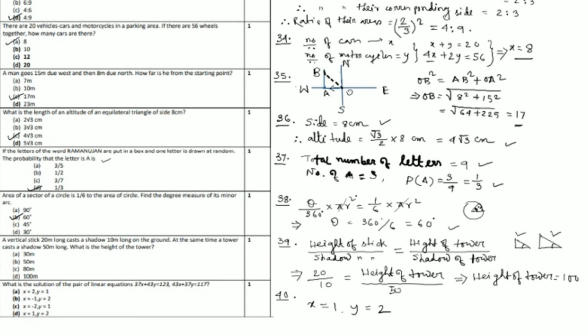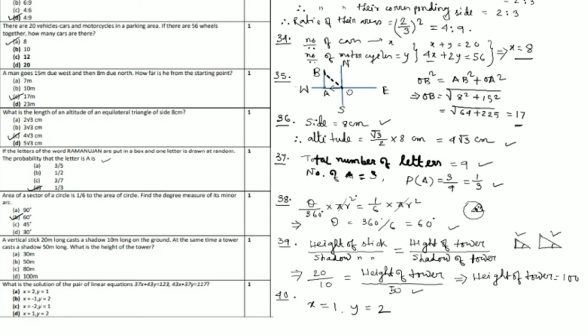So in that case the theta will be the same, so the ratio of the height of the stick and the shadow of the stick is the same as the ratio of the height of the tower and shadow of the tower. I write down here, height of the stick is given 20 and shadow of the stick is equal to 10 here, and here height of the tower is to be found out, and shadow of the tower is given, it is 50.